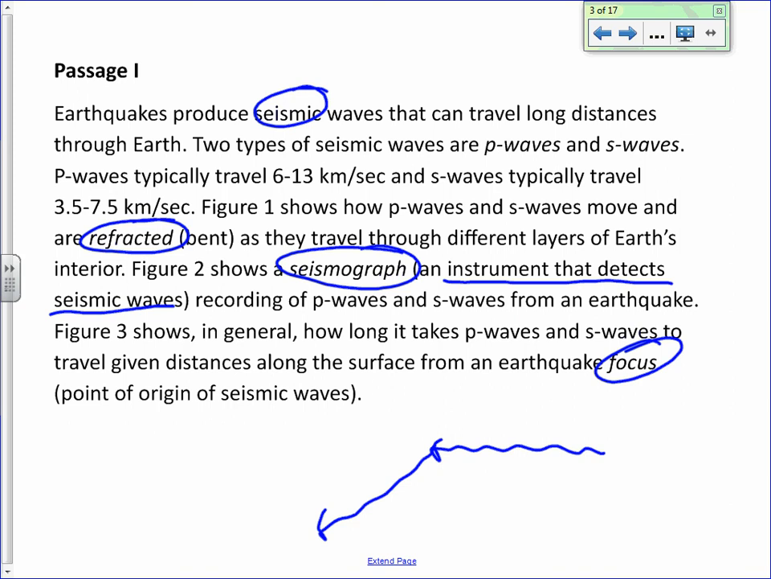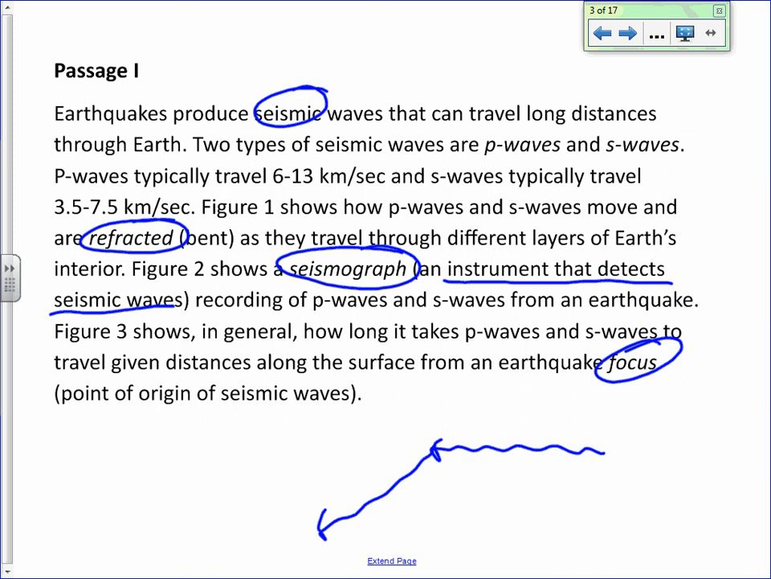Heard it before? Essentially, it's referring to the interior of the Earth. So these are waves. These are energy waves that essentially travel through the inside of the Earth. All right, so that's what our term seismic means. So seismographs then are things that measure these waves.